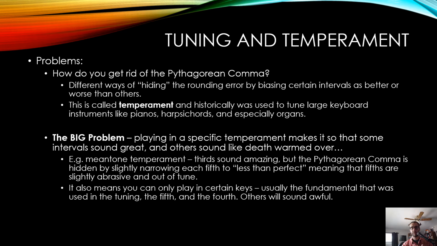Usually with the keys, you can typically play in the fundamental, the fifth, and the fourth. Others are going to sound really, really bad. And especially as you drift out towards something like the tritone, those are going to sound particularly awful. This is why Bach's Well-Tempered Clavier was so revolutionary, because now instead of being able to play in 2 or 3 keys on any given instrument, you could play in all 12 major, all 12 minor, and it was perfect. Because if everything's out of tune, nothing is out of tune.